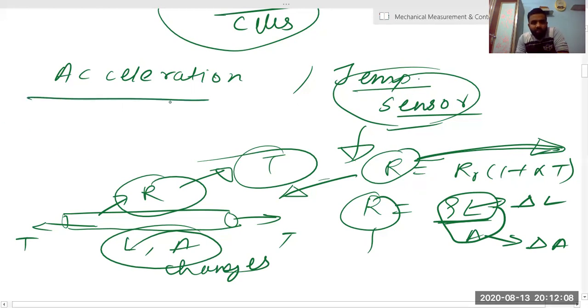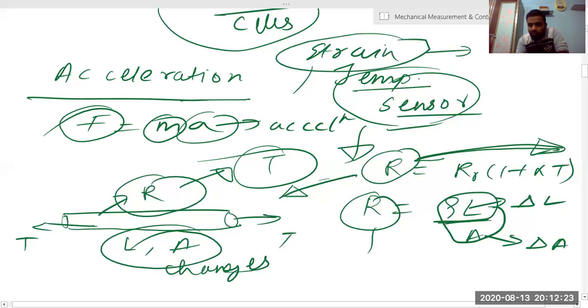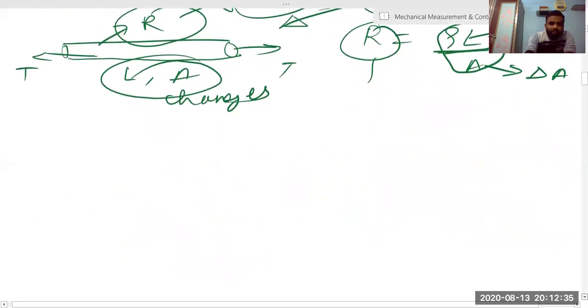Now, how does it incorporate acceleration measurement? We know that force is equal to mass into acceleration. So if there is a force change and mass is constant, ultimately there will be some change in acceleration. So if there is some kind of strain induced into the system, it will also lead to measurement of acceleration of the system. I hope you understood the basic applications and the devices that incorporate the strain principle. I've listed all the topics.